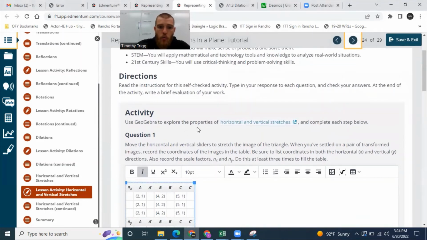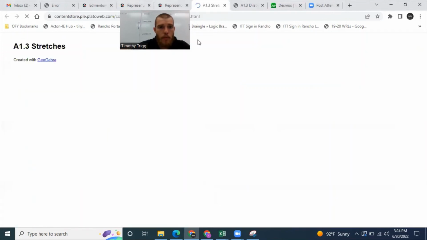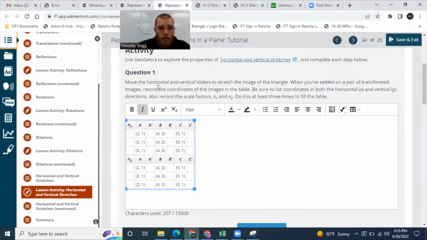Use GeoGebra to explore the properties of horizontal and vertical stretches and complete each step below. Okay, so we're gonna have another GeoGebra here. Move the horizontal and vertical sliders to stretch the image of the triangle. When you've settled on a pair of transformed images, record the coordinates of the images in the table. Be sure to list coordinates in both horizontal, x, and vertical, y, directions. Also record the scale factors, n sub x and n sub y. Do this at least 3 times to fill in the table.